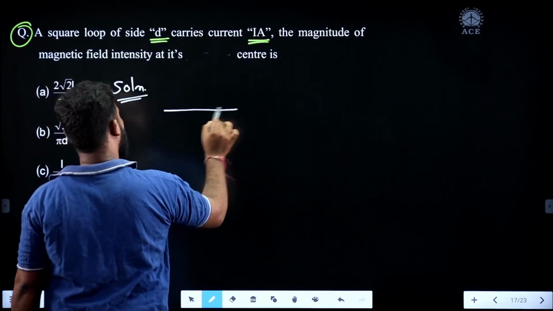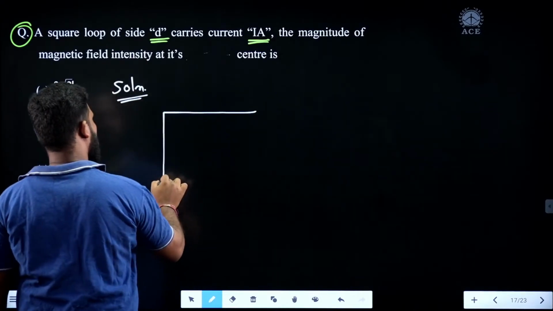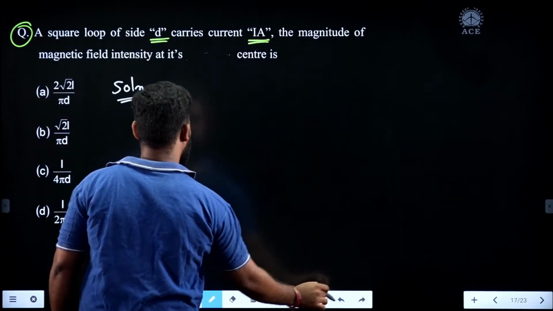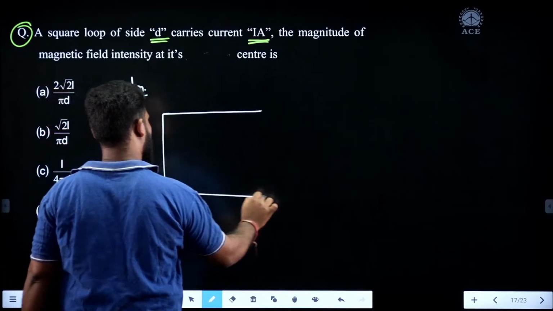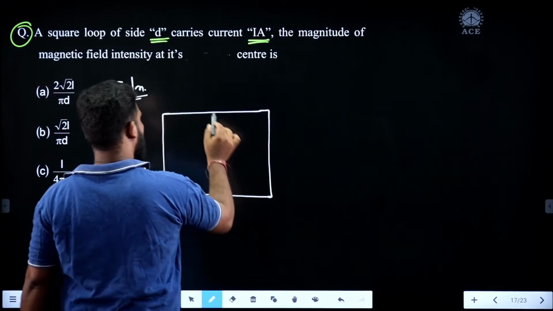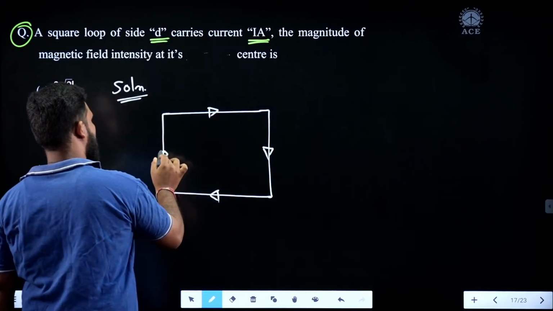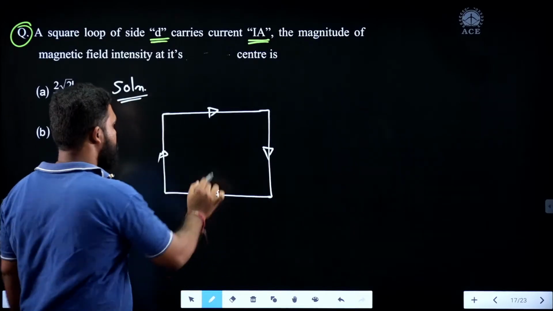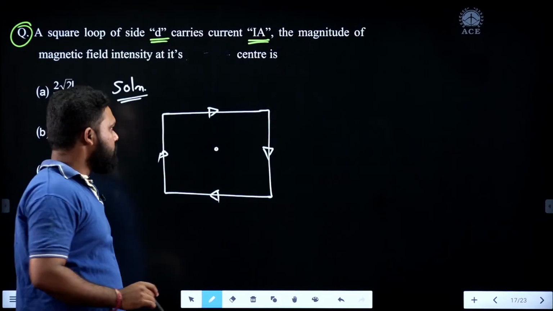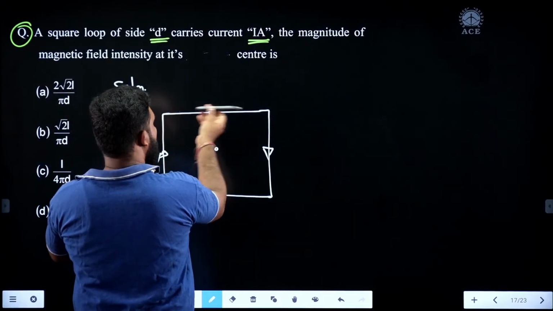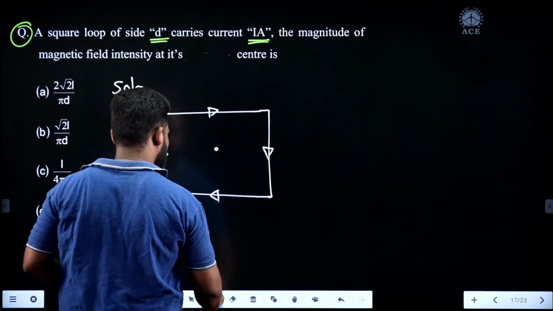See here, there is a current carrying conductor like this. I will take one question and I will give one shortcut here that will save our time. Current is flowing like this. It is asking what is the magnetic field at the center. Current is flowing like this. If I put my thumb like this, my fingers, the magnetic field direction is like this.